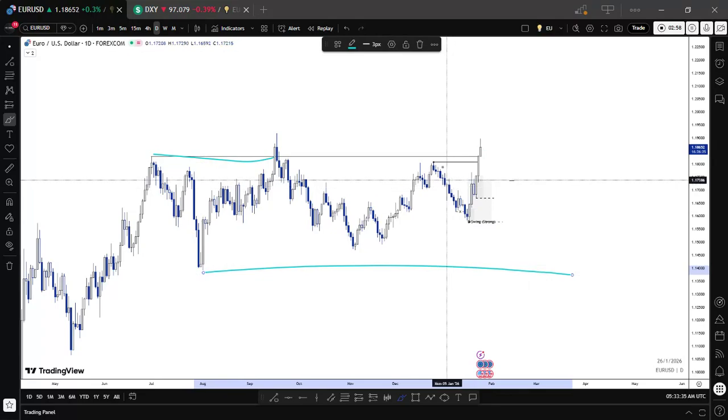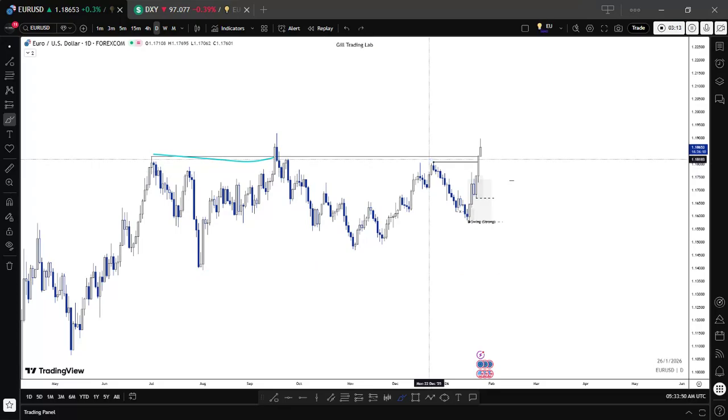I just love to, after a higher time frame structure has been broken, reset my structure just to reduce the large ranges, just to avoid large ranges. Sorry. Yes. So that's all for the daily time frame. Let's drop down to the 4-hour time frame.